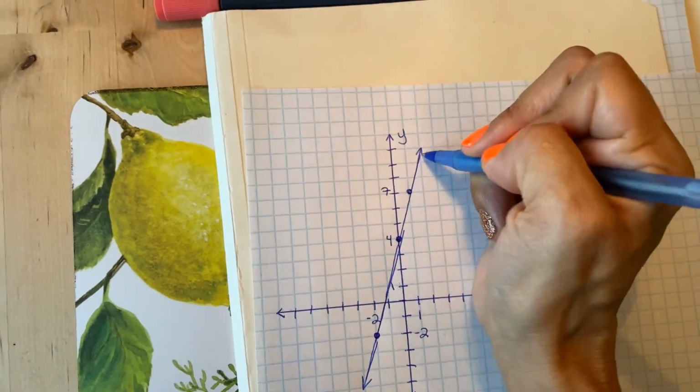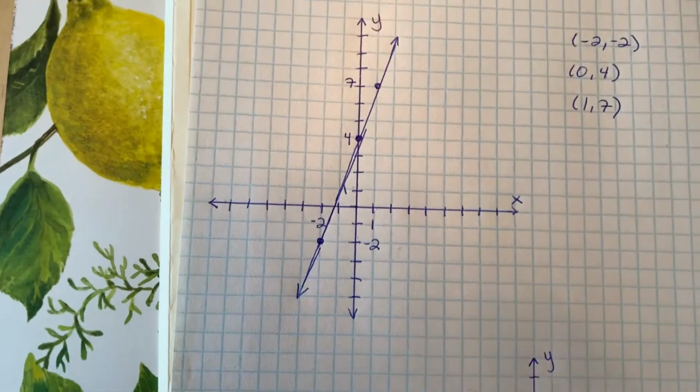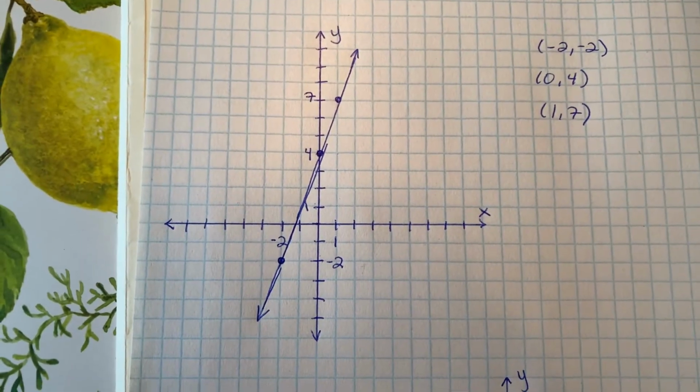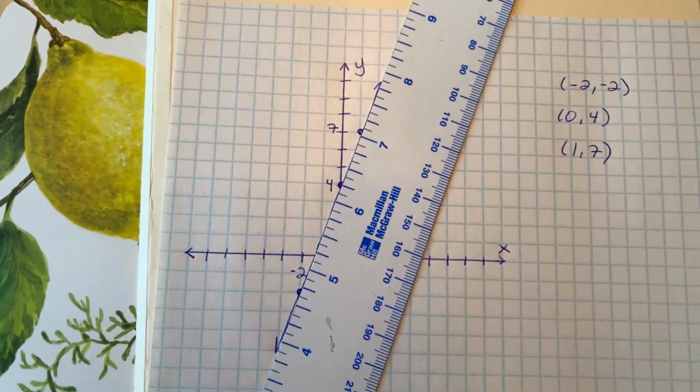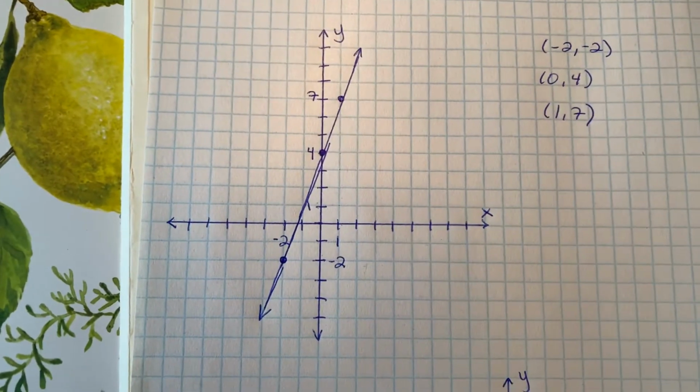Okay, there is my line, right? Your line needs to be straight. Mine, I tried to make it straight, right? So there. Okay, connect it, there's your line.